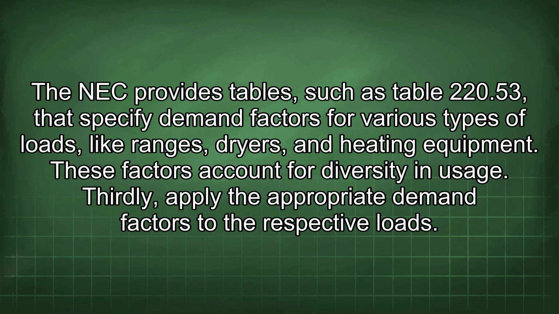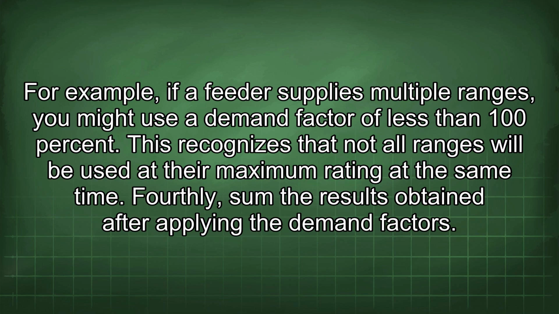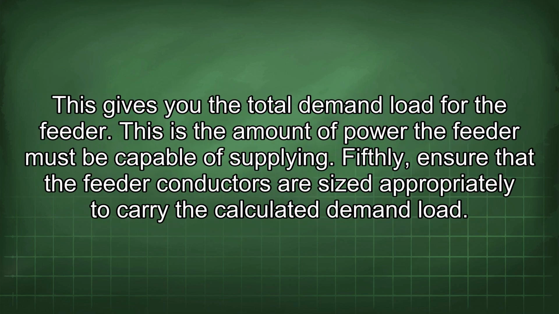Thirdly, apply the appropriate demand factors to the respective loads. For example, if a feeder supplies multiple ranges, you might use a demand factor of less than 100%. This recognizes that not all ranges will be used at their maximum rating at the same time. Fourthly, sum the results obtained after applying the demand factors. This gives you the total demand load for the feeder. This is the amount of power the feeder must be capable of supplying.